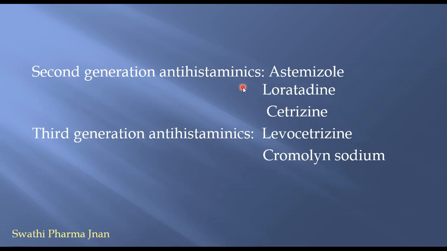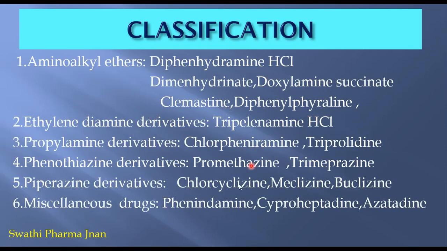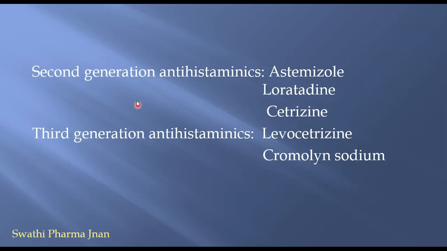Next, coming to second generation antihistaminic drugs. Examples are astemizole, loratadine and cetirizine. Actually, the first generation drugs started showing some side effects, so research was done on second generation antihistaminics. These second generation drugs also showed some side effects like sedation, drowsiness or other CNS effects. Then they switched to third generation antihistaminics, which will not show any side effects. Examples of third generation antihistaminic drugs are levocetirizine and cromolyn sodium. Structures and uses we'll see in the next video.